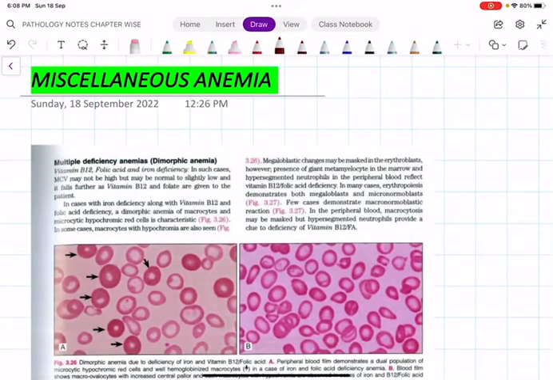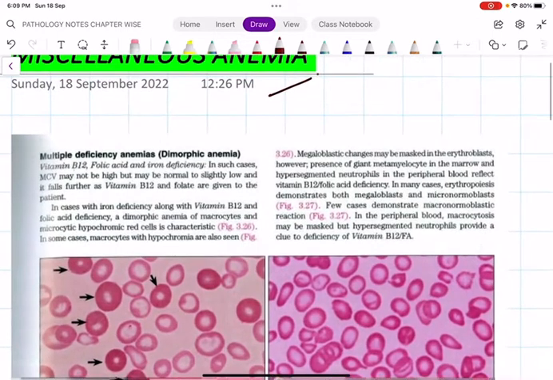Hello everyone. In this session, we are going to discuss some of the miscellaneous anemias. So far, we have discussed iron deficiency anemia and megaloblastic anemia. Here, we are going to discuss miscellaneous anemia. We have something we call dimorphic anemia. What is this dimorphic anemia? That is multiple deficiency anemia. That means this anemia occurs because of vitamin B12, folic acid and iron deficiency.